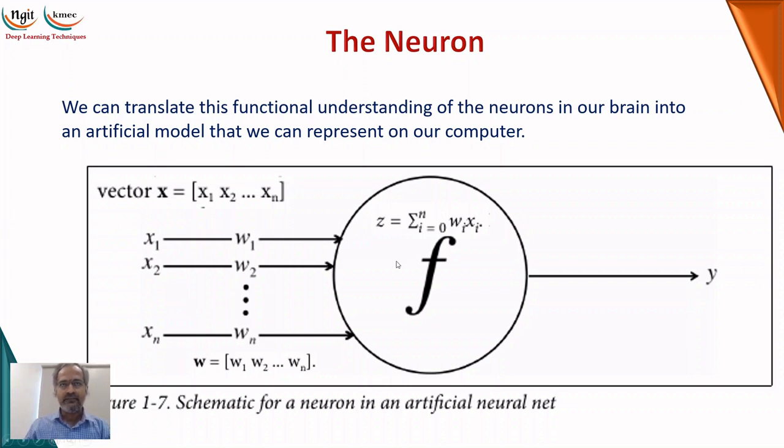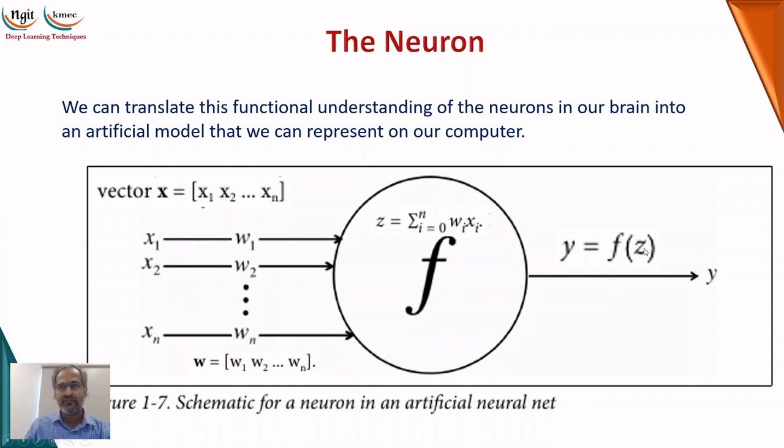See here, we are representing that summation with z. So z equal to sigma i equal to 1 to n, because we are starting with W1, of wi xi: W1 into x1, W2 into x2, W3 into x3. We sum all these and make it z. And then that z can be given into another function, which will produce the output.